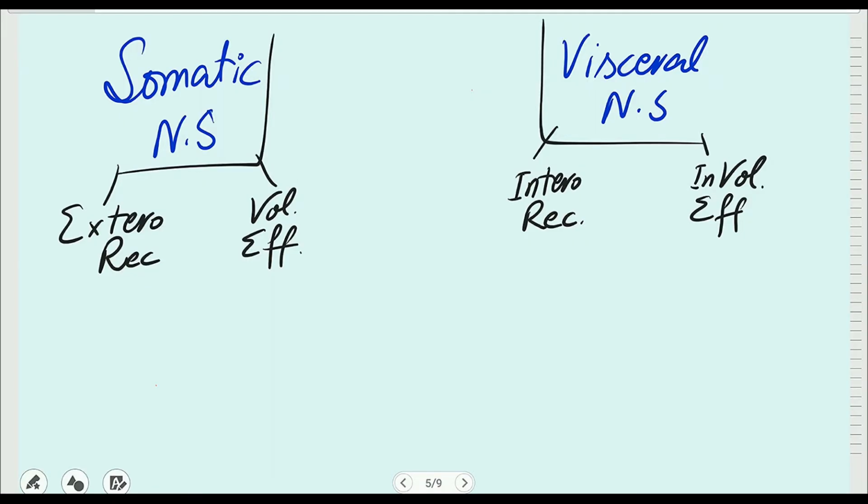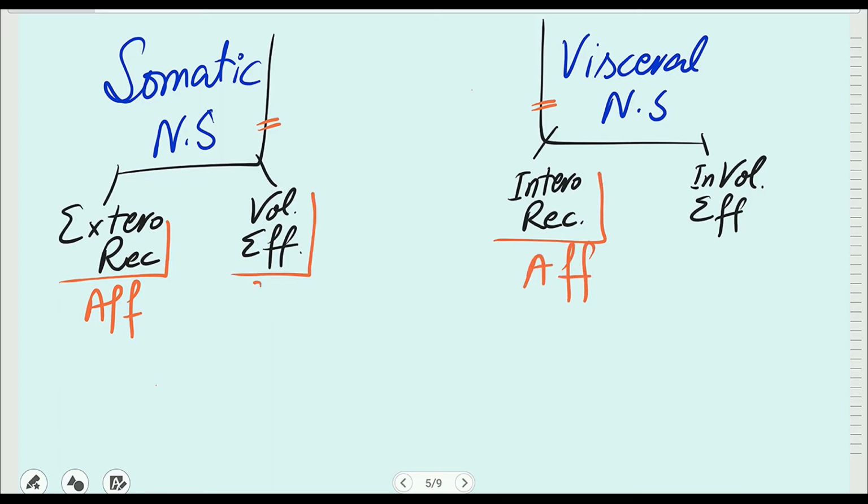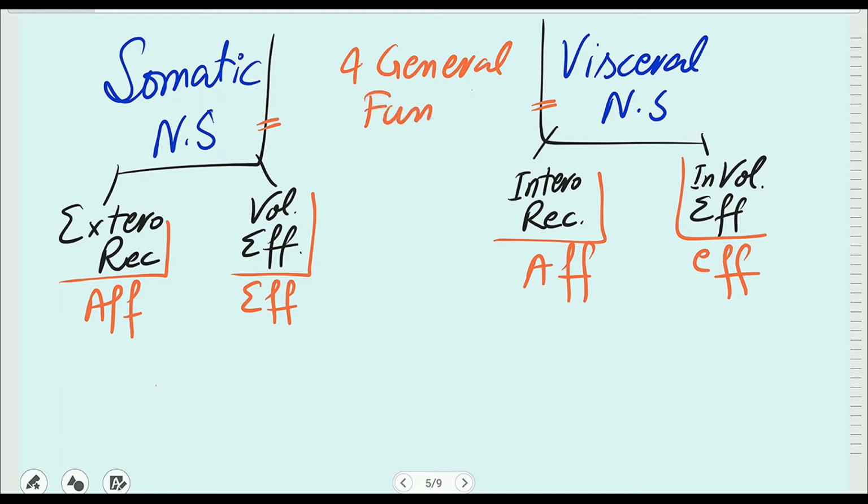So now we know that the nervous system has two major classifications, the somatic nervous system and the visceral nervous system. Each has a sensory or afferent component, and each has a motor component, that is the efferent component. Here you can count the functions of the nervous system. These are four general functions of the nervous system.